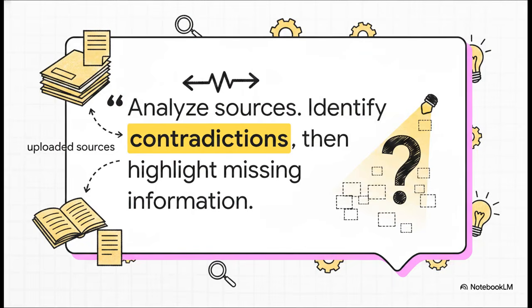And this brilliantly illustrates what happens next. Once you're set up, drop in this exact prompt. Analyze all uploaded sources, identify contradictions between them, then highlight the biggest missing information. Suddenly, NotebookLM stops acting like a simple chatbot and becomes a ruthless research assistant. It'll spot gaps across dozens of documents all at once, giving you insights you literally never would have caught manually.